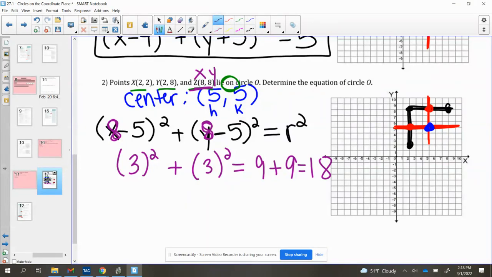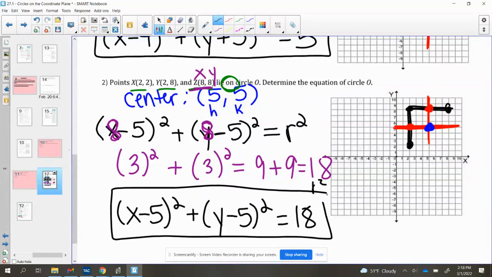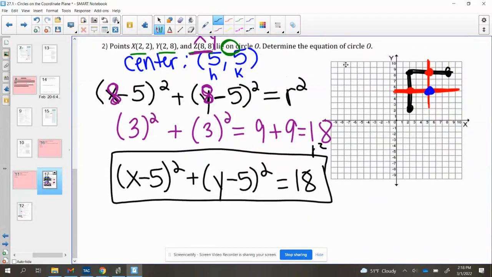So last but not least, we can plug that in again. That's our r squared. So (x minus 5) quantity squared plus (y minus 5) quantity squared equals that radius value squared, so 18. And from there, you could identify the radius would be the square root of 18, but we want just the equation of the circle.